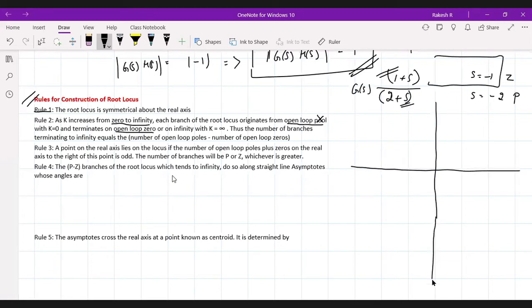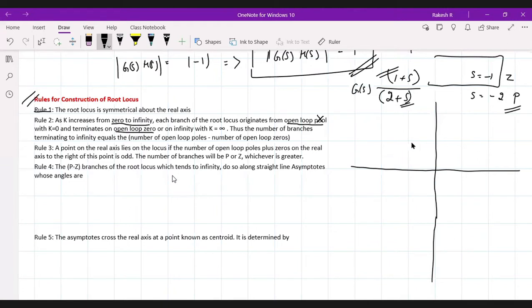Roots of the given characteristic equation. The roots of the numerator are called zeros, and the roots of the denominator are called poles. The root locus depends only on the denominator part, not on the numerator part. So to construct it, he has given the names poles and zeros.